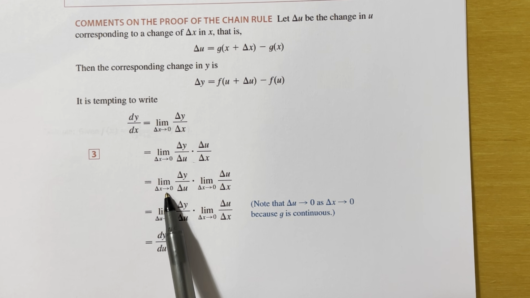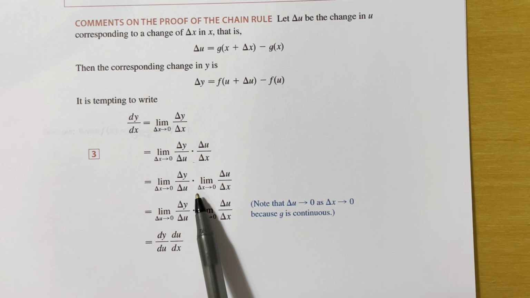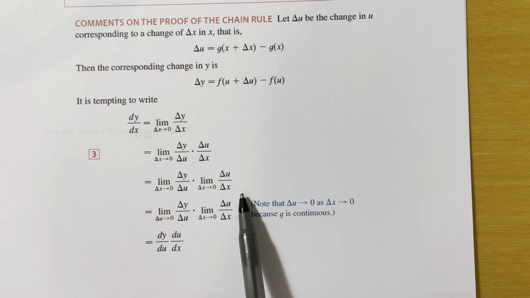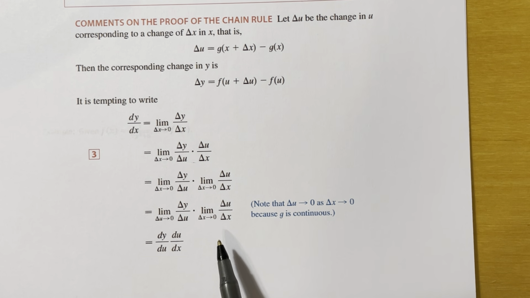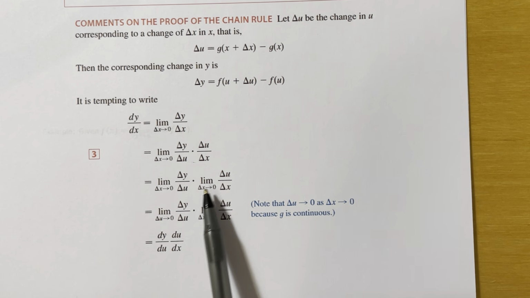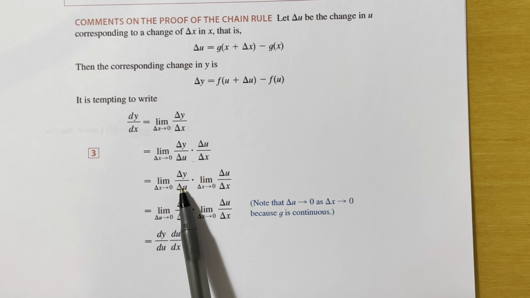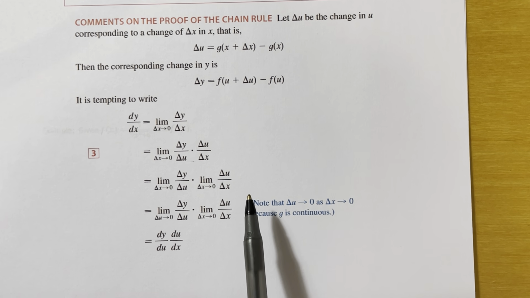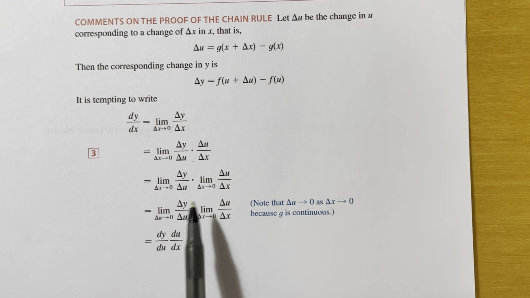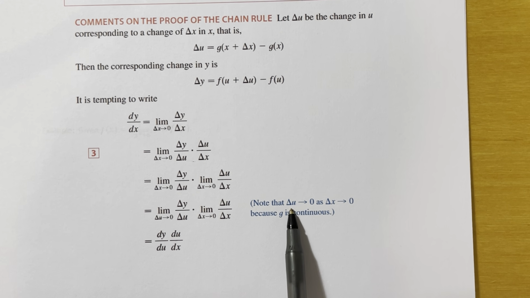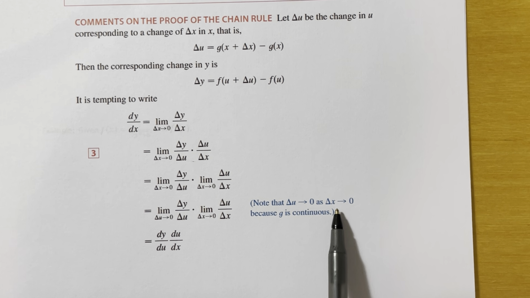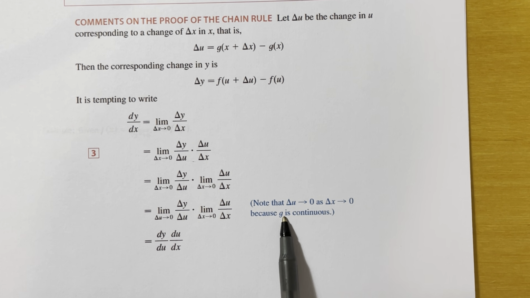The limit as delta x goes to 0 of delta y over delta u times the limit as delta x goes to 0 of delta u over delta x, okay? Notice here there's no x appearing anywhere, so we're going to need to make a change of variables in order to turn this thing into a derivative of some kind. Okay, now it says here, note that delta u approaches 0 as delta x approaches 0 because g is continuous.